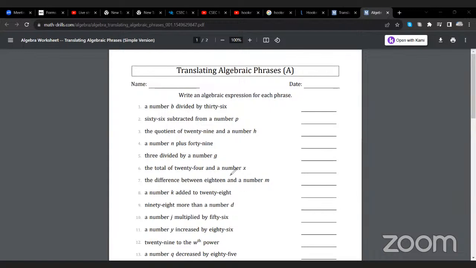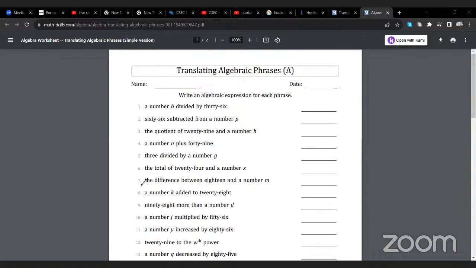All right. Tell me how you would write your answer. You're correct, but tell me how you would write it. X, the plus sign, and 24. So you have X, the plus sign, and 24. It could also be written as 24, the plus sign, and X. Either way is correct, because addition and multiplication are commutative and associative.